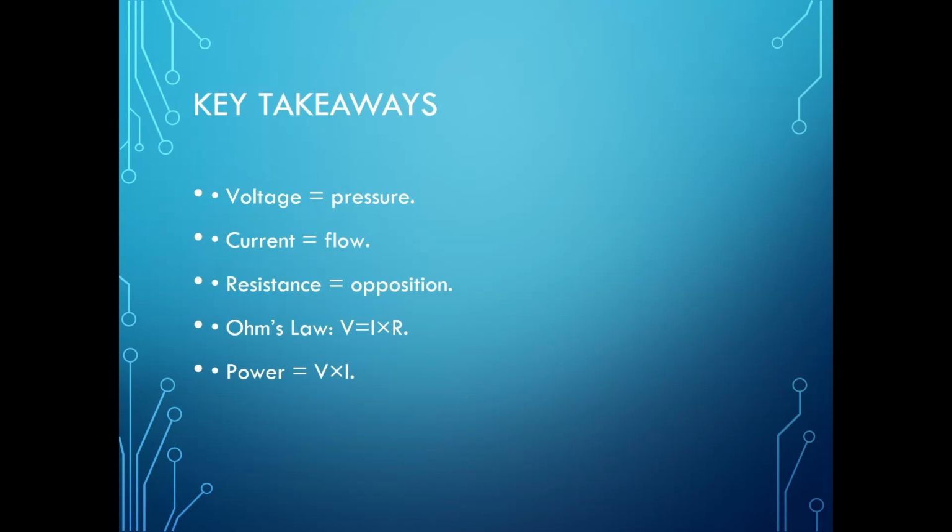So what are the key takeaways? We have just studied that voltage is pressure, current is flow, and resistance is opposition. Ohm's law is V equals I times R, and power is P equals V times I.